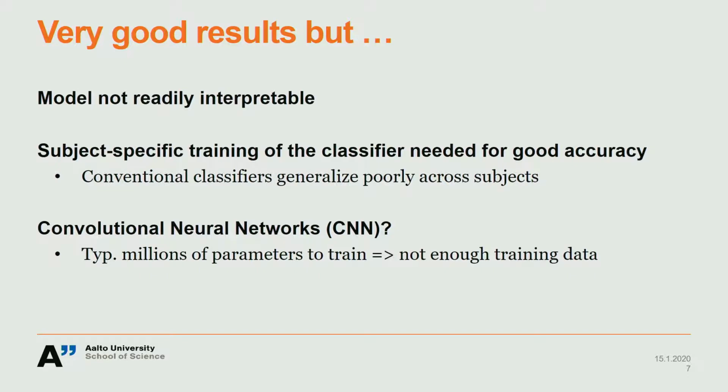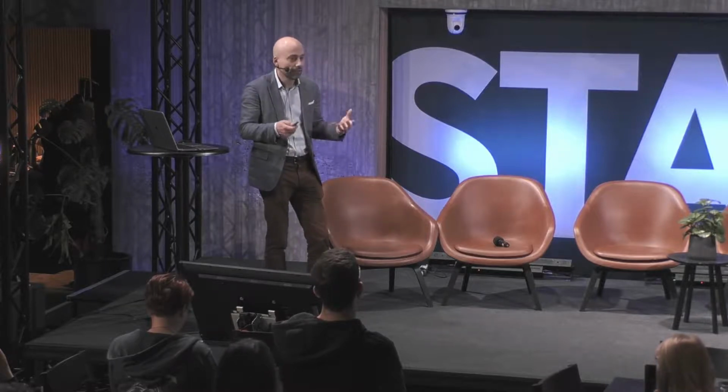Now the problem with those is that if you have a free CNN type of approach, you typically have millions of parameters to train. And even though we get a lot of samples in MEG and EEG recordings, it would still be very, very hard to get enough training data to configure this kind of network. So you need to do something else.